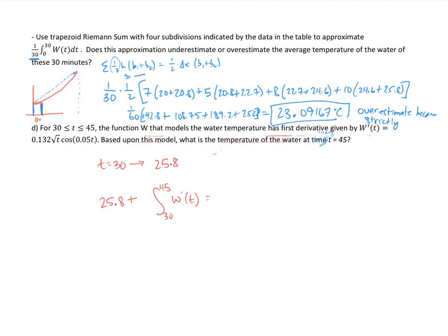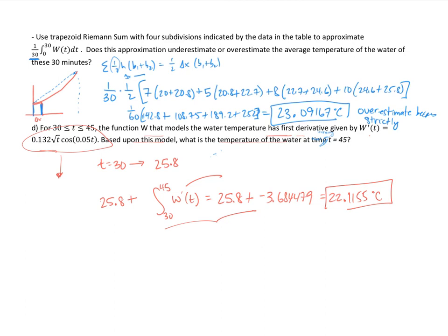This will give me the temperature from 30 to 45, that total temperature. So in this case, we're going to end up with 25.8 plus this, which when you integrate comes out to be negative 3.684479, which comes out to be 22.1155 degrees Celsius. So it looks like, since it had started coming down, this function brought the temperature down a little bit.